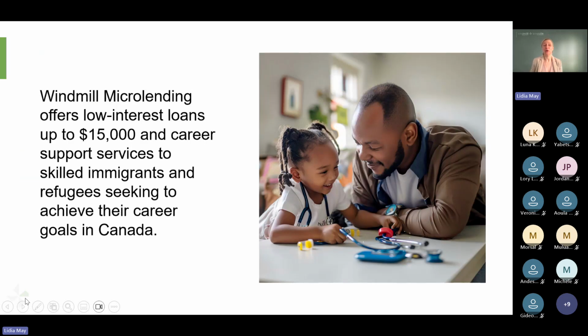So let's start first with what Windmill can help you with. Windmill provides affordable loans up to $15,000 exclusively to skilled immigrants and refugees, those who seek to achieve their career success in Canada. Sometimes when I present, people think that I'm coming from a financial organization or a bank, and I always tell them, no, we are actually a government-funded charity, 100%.